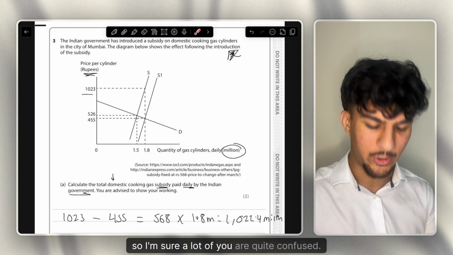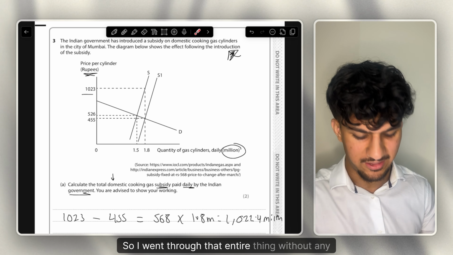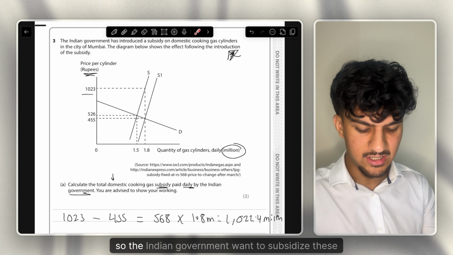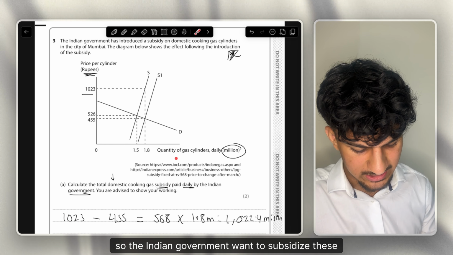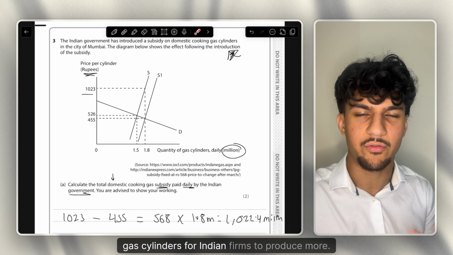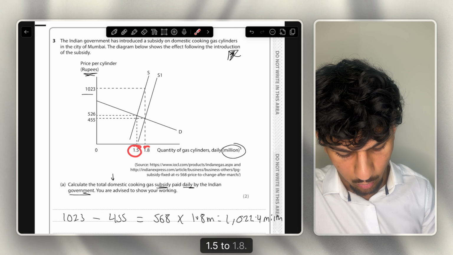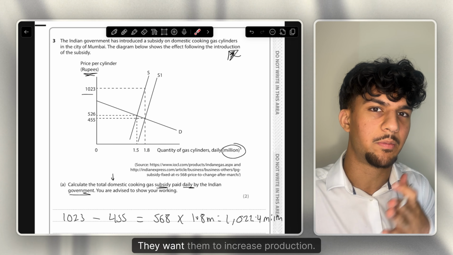Alright, I'm sure a lot of you are quite confused, so I went through that entire thing without any explanation on purpose, but now let's actually get down to explaining it. The Indian government wants to subsidise these gas cylinders for Indian firms to produce more. They want them to increase their production from 1.5 to 1.8, and that is the main thing. They want them to increase production.